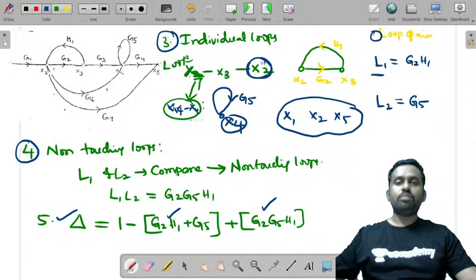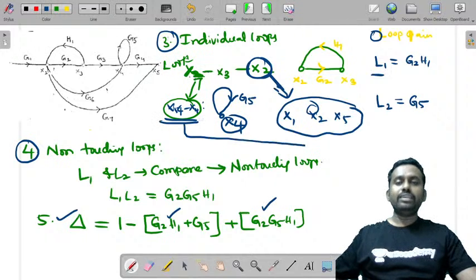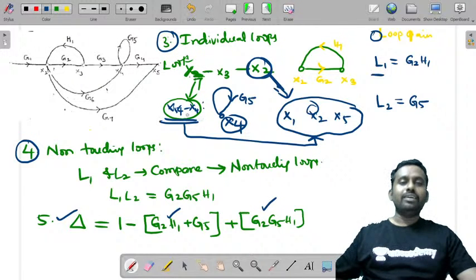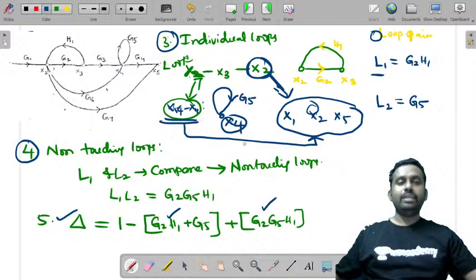So x2 is common to this. That means loop 1 is touching this forward path. But if you observe, this x4 is not a node in forward path 3. That means this must be considered. That means this second loop is not touching forward path 3.